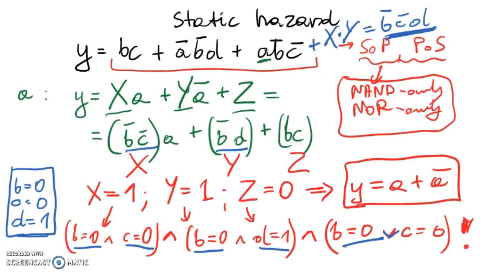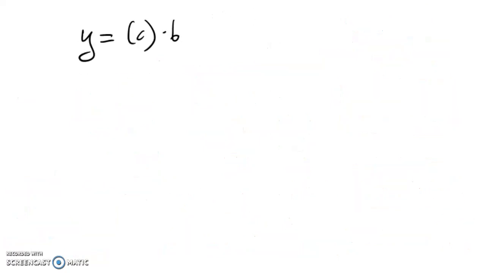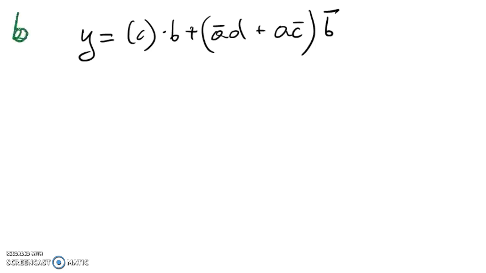B. And B, as you can see, is the following, and Y is equal to C times B. Let's return to this. And you must factor out not B. And in the parentheses you will have not A D plus A not C, times not B, with respect to B. Now we are dealing also with B.